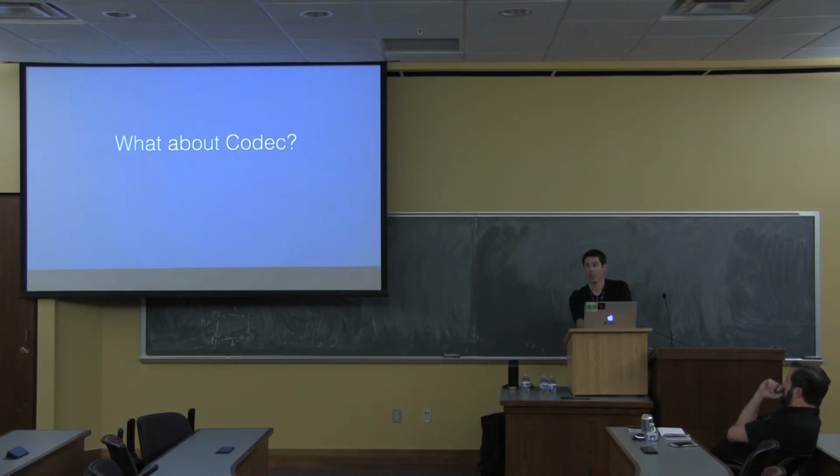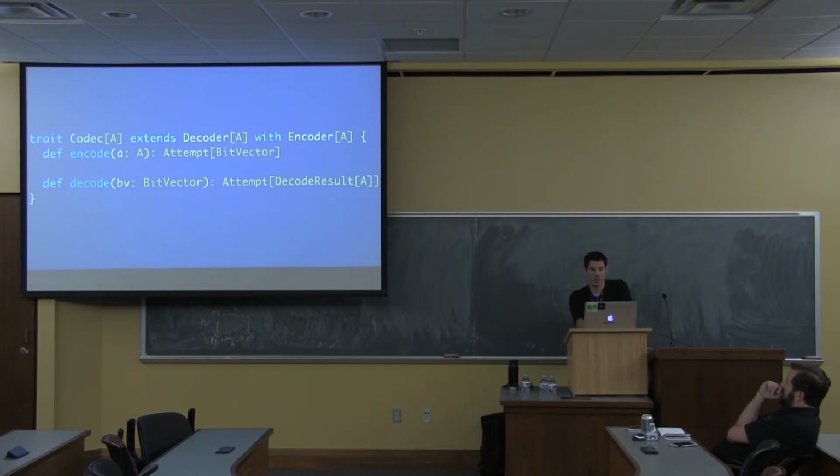Okay, what about codec? So is codec a functor? No. Is codec a contravariant functor? No. Because we have the decode, which returns an A, right? So we can't really just get a B to A because we don't know how to transform our attempt decode result back to A. There's two spots where the A is. It's on the left-hand side or the right-hand side. That's a bad way to look at it. It's input and it's output.